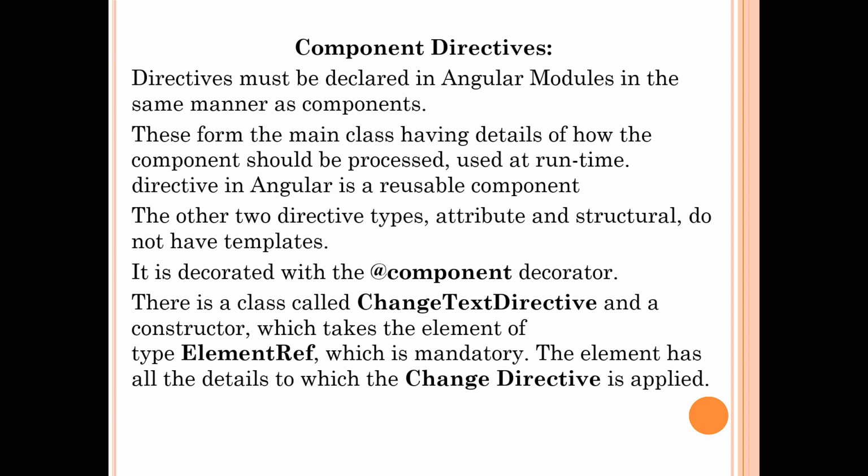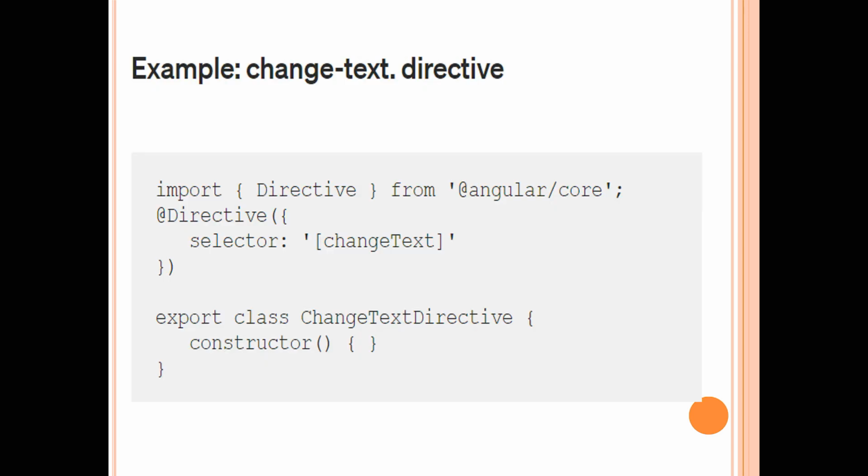The other two directive types, attribute and structural directives, do not have a template, but component directives have a template. It is decorated with the component decorator. There is a class ChangeText directive and a constructor which takes the element of type ElementRef, which is mandatory. The element has all the details of where the directive is applied. Now going for the example.